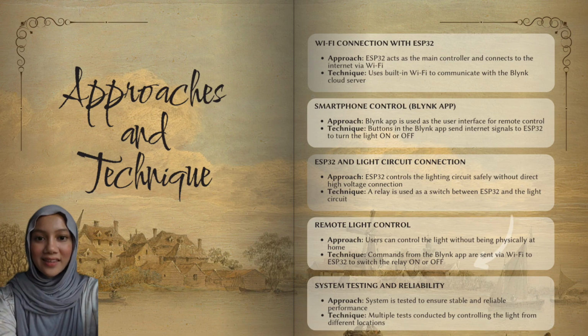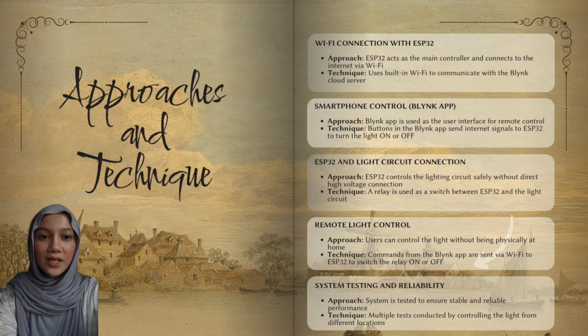For the approaches and techniques, our project focused on using IoT technology to enable remote light control. First, the ESP32 connects to Wi-Fi using its built-in wireless capability. This allows the system to communicate with the internet. Next, we use the Blink mobile application as the user interface. Through the app, users can control the light by simply pressing a button on their smartphone.